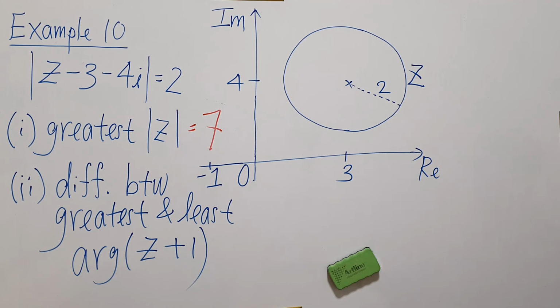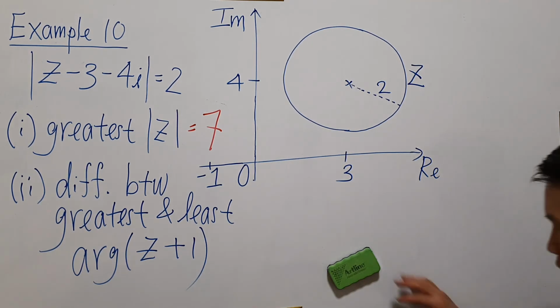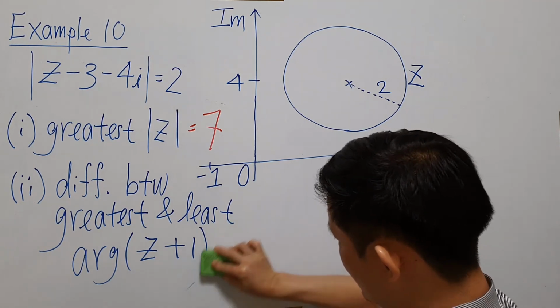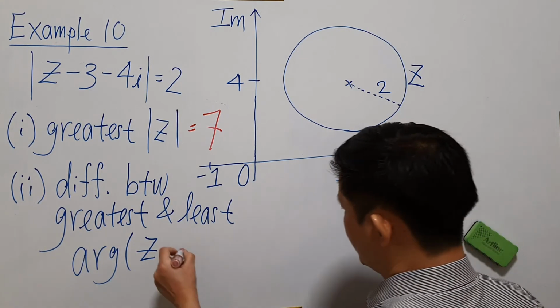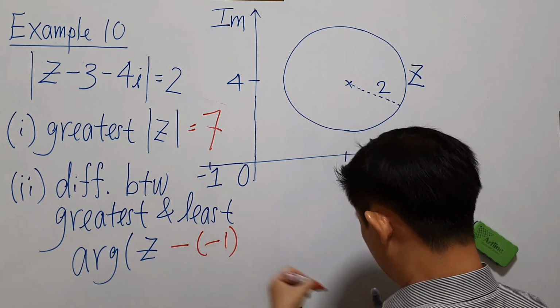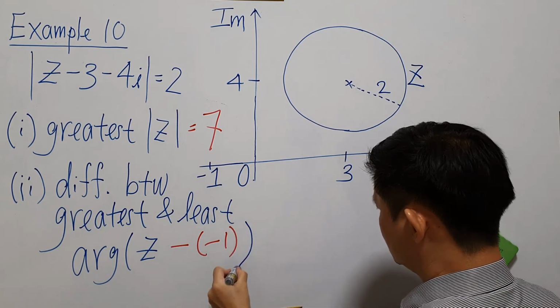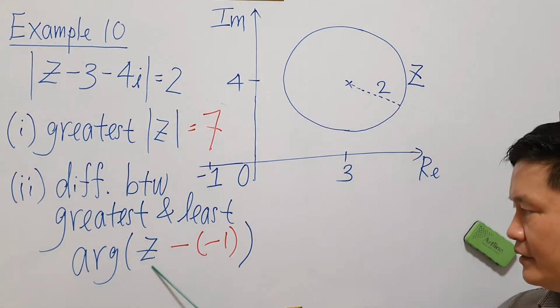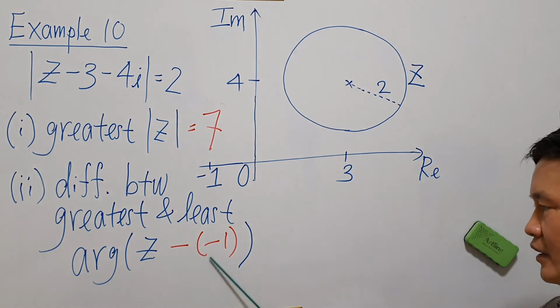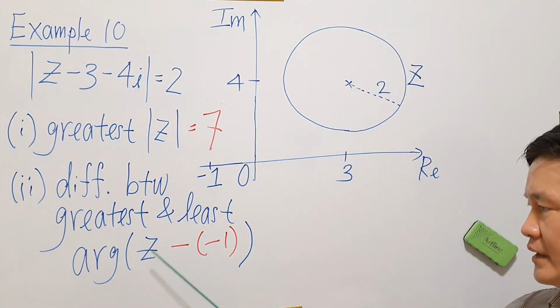Alright, next we want to look at part 2 of example 10. In part 2, you're asked to find something to do with the argument. In this case, it's the argument of z plus 1. So I now want to rewrite this complex number z plus 1 as z minus (minus 1). Rewriting in this manner allows me to understand what it means. This means a complex number drawn from minus 1 joining z.